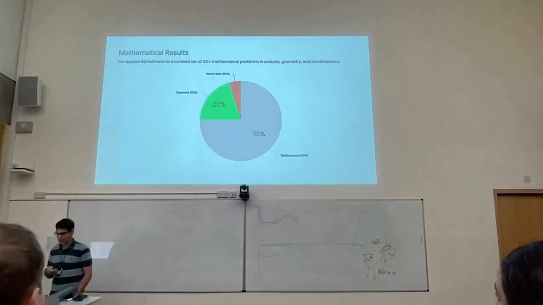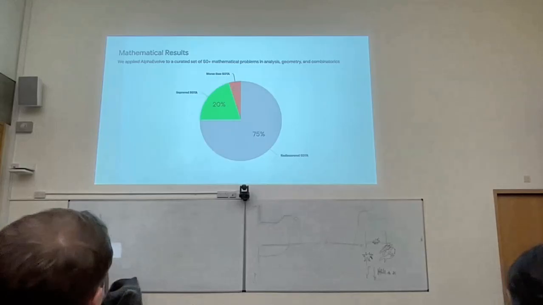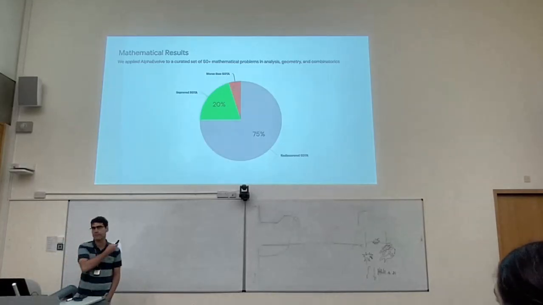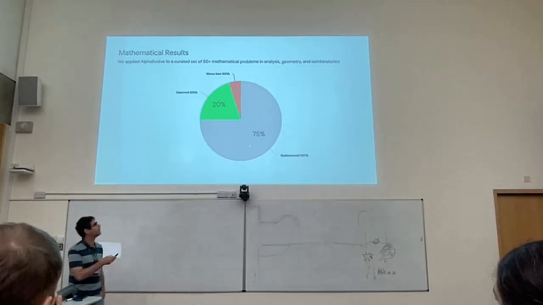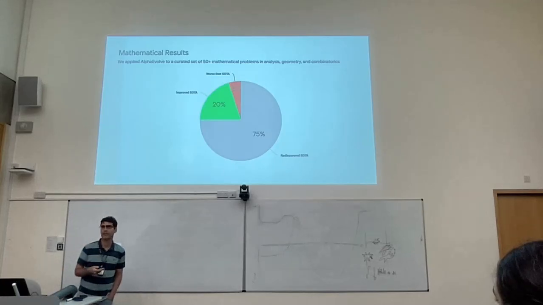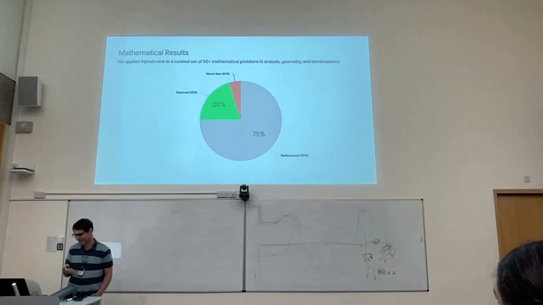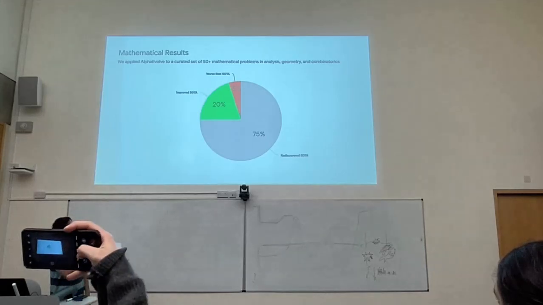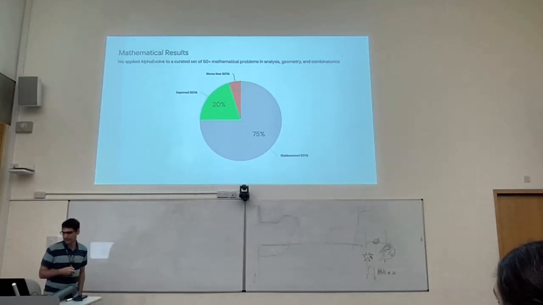We actually applied AlphaEvolve on a set of over 50 mathematical problems. Some are coding problems like this, but they include analysis, geometry, and combinatorics. In 75% of them, it rediscovered the state of the art, which I find impressive by itself, because there are many non-trivial solutions there. But also in 20% of them it actually gave something that's better than the state of the art.